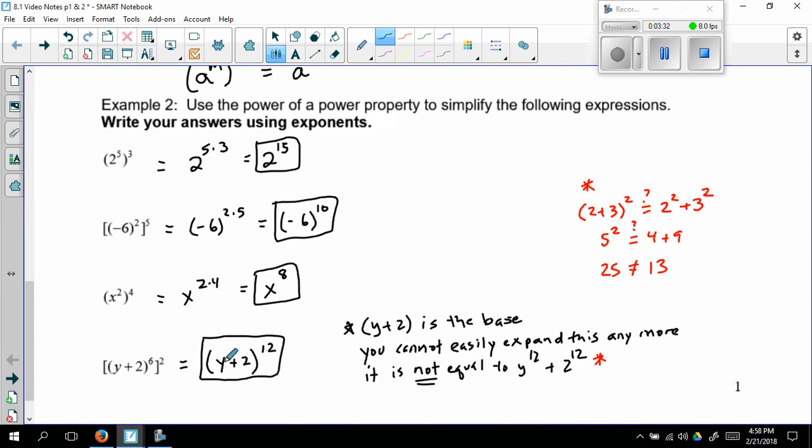If there's something added or subtracted, you just leave it. You can't expand it anymore. It's not equal to y to the 12th plus 2 to the 12th. And here's a numerical example you might want to write down, kind of proving that it doesn't work. Okay, so pause the video if needed to write any of this stuff down, and then flip the packet to the next page.